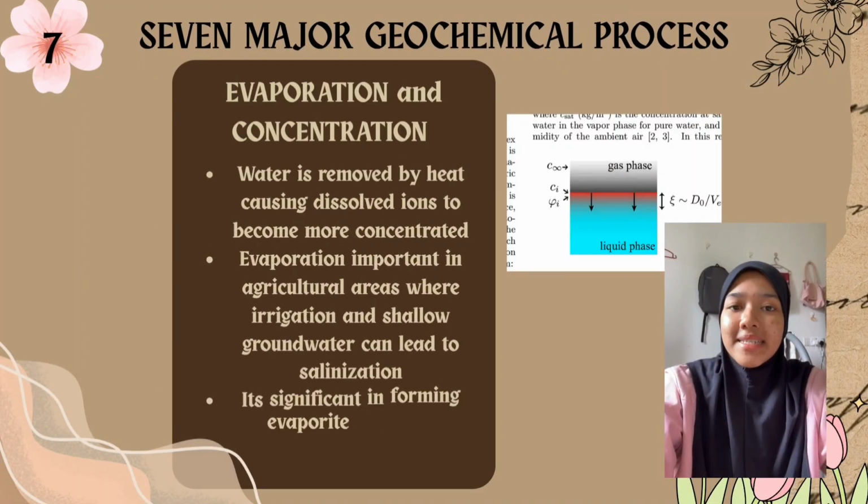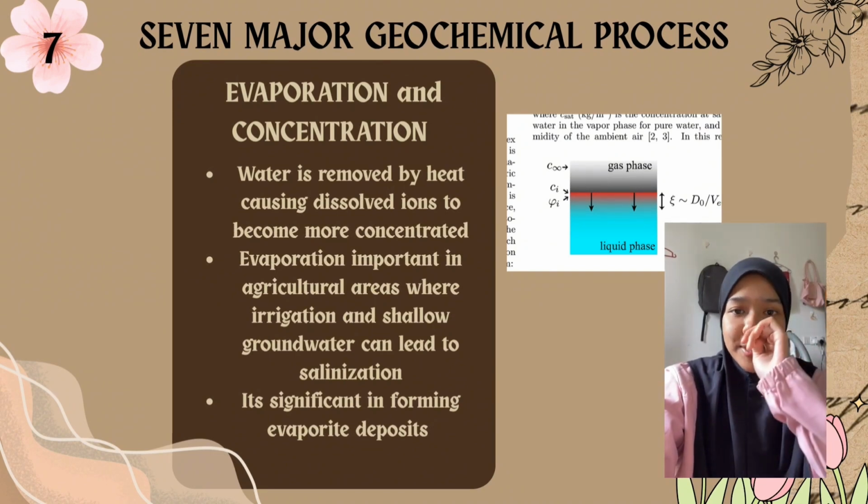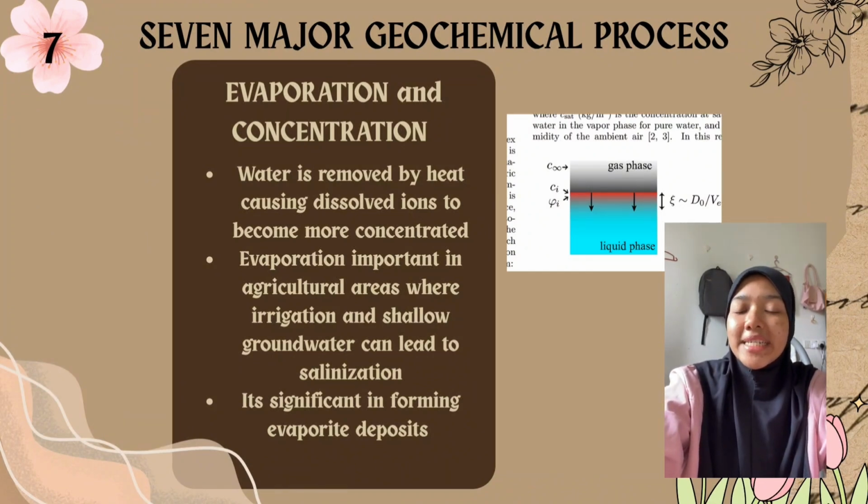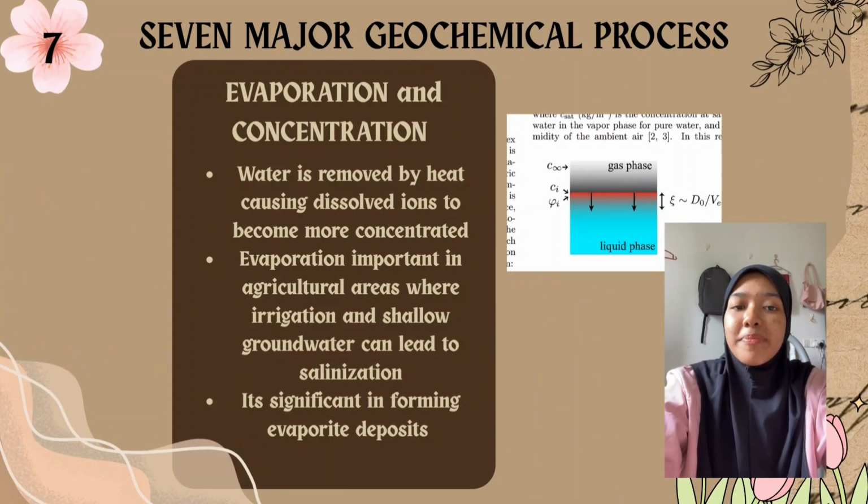The last process is evaporation and concentration. Evaporation and concentration are key processes in the geochemistry of water, especially in arid and semi-arid regions. When water from lakes, rivers, or shallow basins evaporates due to high temperatures and low humidity, it leaves behind dissolved minerals. This causes the concentration of ions in the remaining water to increase.